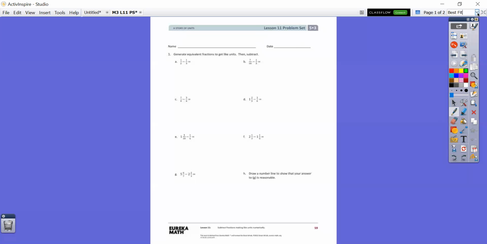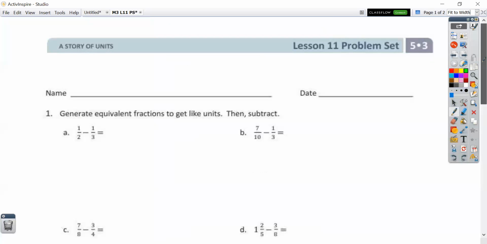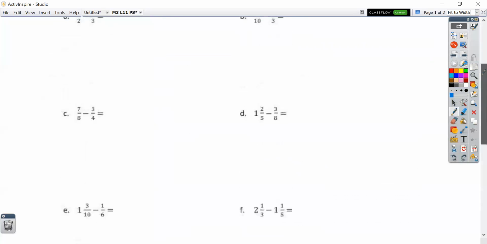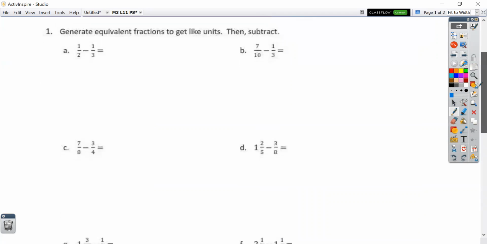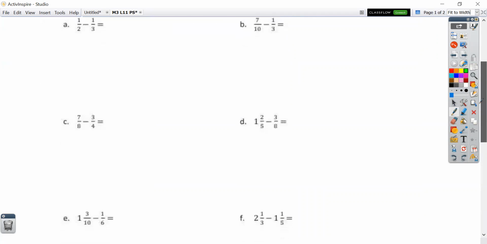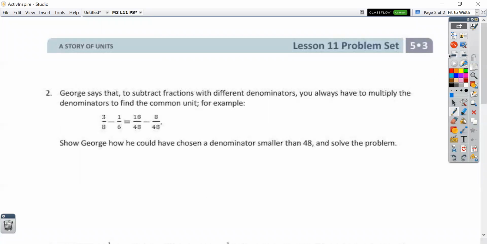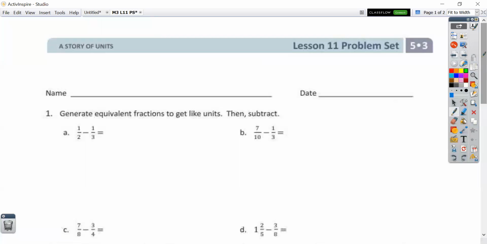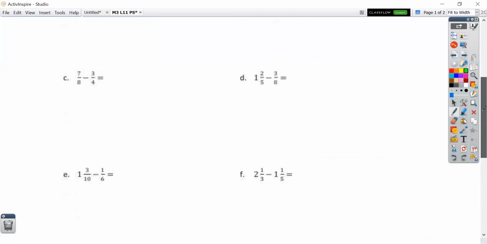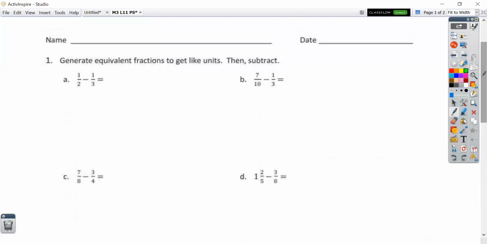Let's zoom in, and fit to width, yep. And so let's take a look at the page. We got generate equivalent fractions to get like units and subtract. Great. Let's see what the second page is. All right, we're only doing the front page. We're only going to ask you to practice these ones. Okay, so you don't have to do any others.